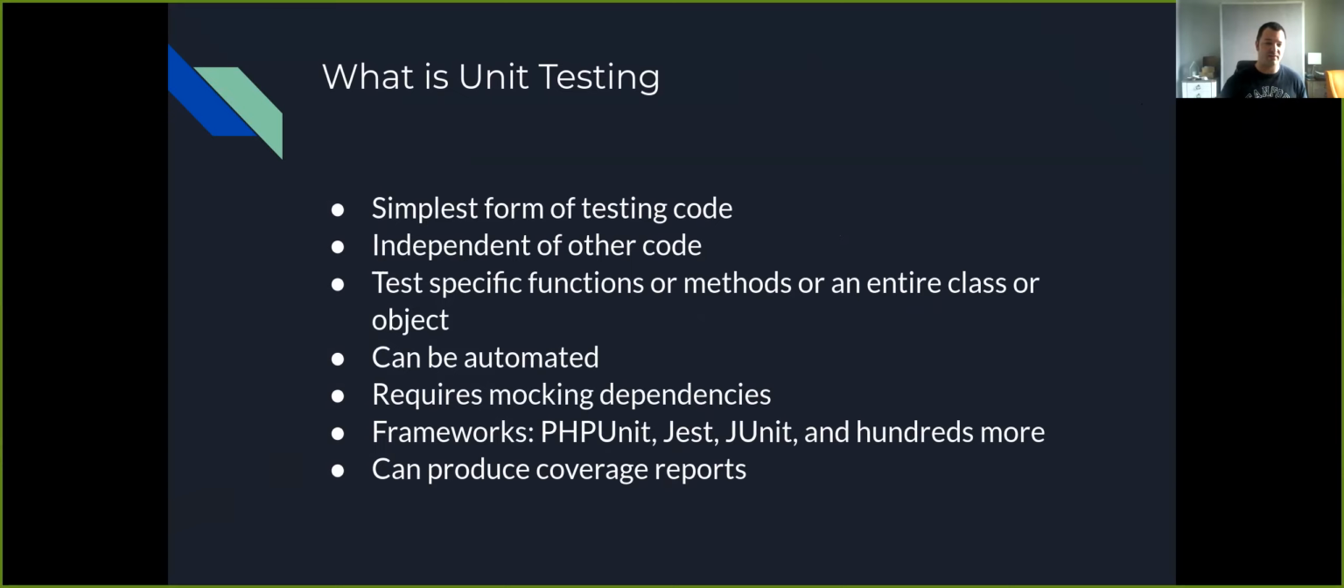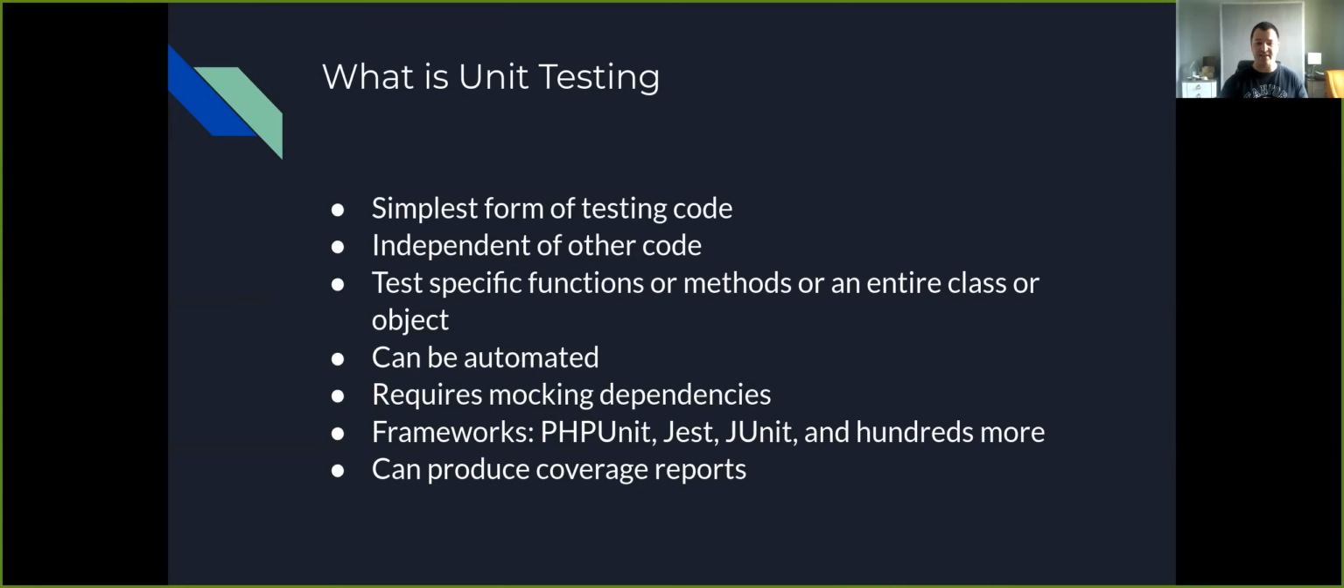So if you have 20 different classes within your project, it's really just testing one particular part of one particular class. It has no dependency or relation to any other development code within any other project, maybe an open source contrib dependency or any of that stuff. It's just testing that little specific thing. And it's testing specific functions, methods, or an entire class or object.